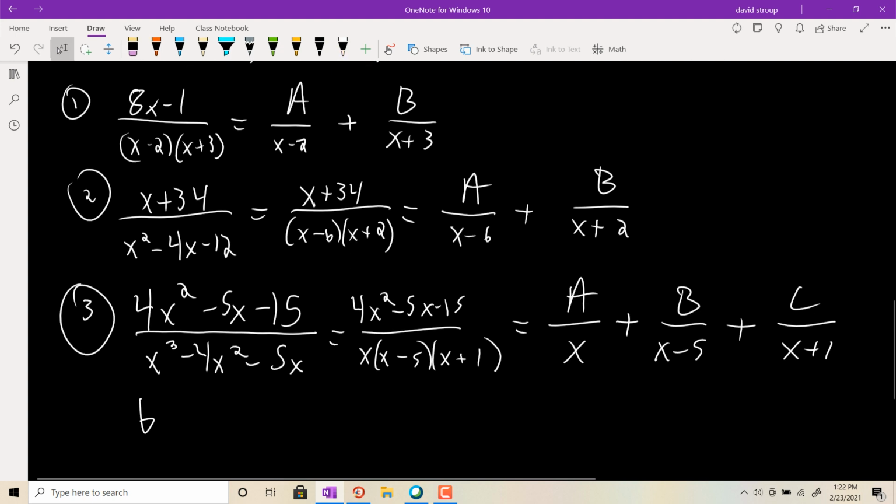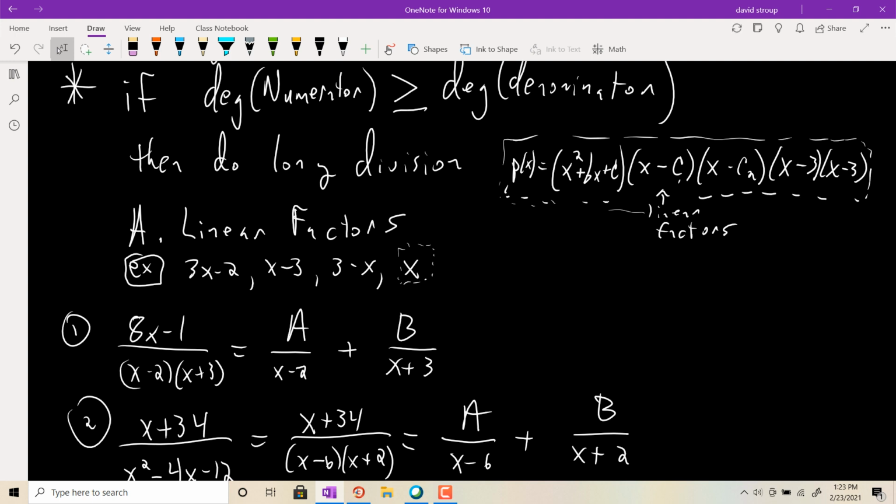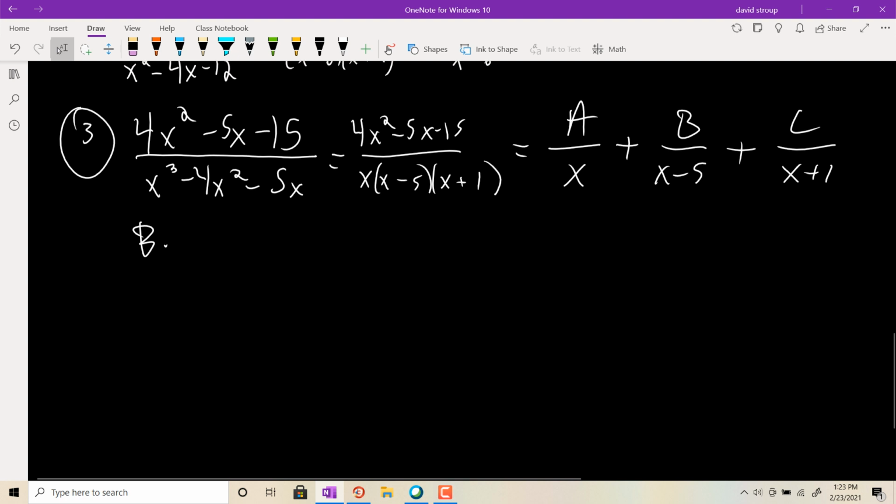The second case is when you have repeated linear factors. So maybe going up and looking at my example P of x, maybe you have x minus 3 times x minus 3. That would be considered a repeated factor, and that requires a different setup. Okay, so we call these repeated linear factors.